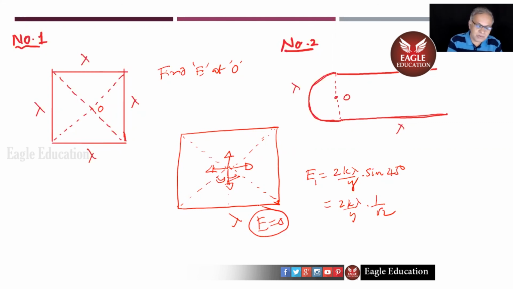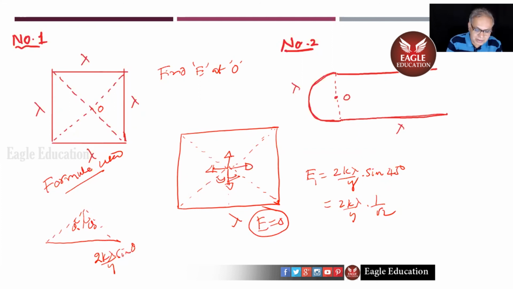So the formula used is what? I'm talking your language. I will never use the word formula. Used is this one. This is theta naught. This is theta naught. We know it is 2k lambda by y sine theta naught.